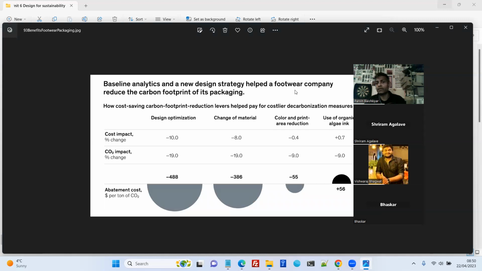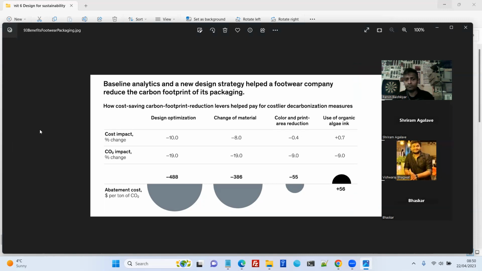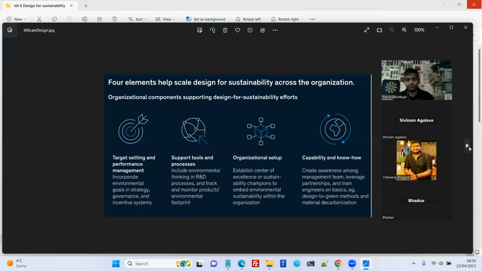Baseline analytics and design strategy help a footwear company reduce carbon footprint and packaging. Like we covered, this is another case study, design optimization. This is how we reduce cost impact: change of material reduces 8%, color print area reduction 0.4. Now you can see how much they reduced in every aspect. Basically every aspect of design you can actually change. What was the change and how did it impact us?